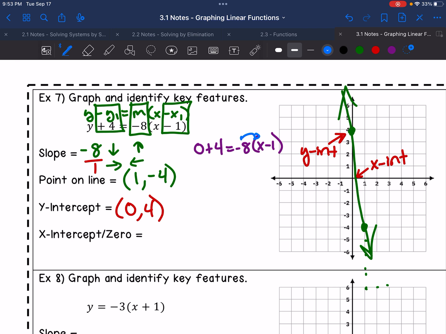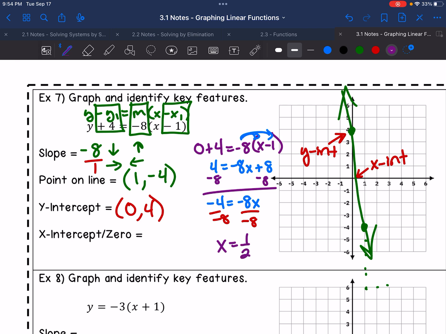So I'm going to distribute. So I get 4 equals -8x plus 8. Subtract my 8. So I get -4 equals -8x. And then divide. So it gives me x equals 1/2. So this actually worked out on this one. So it'd be 1/2, comma, 0. It's not always going to be 1/2, so make sure you check it.